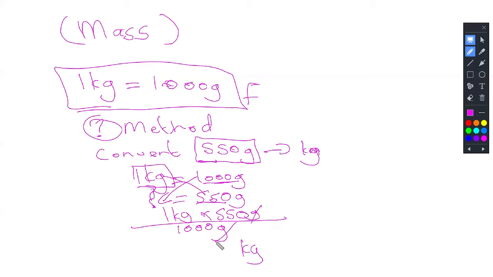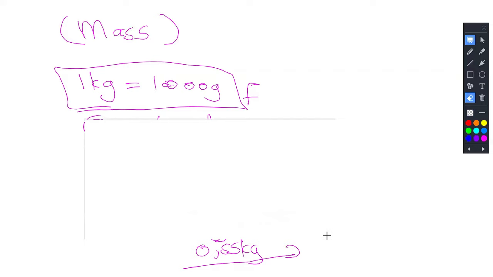And then you just punch everything that you see there on your calculator, and then it will give you the answer of, let's say, 0.55 kg. So we have changed that 550 grams to kilograms. That's what we mean when we say the question mark method. So I'm going to try and make another example, so that we may be familiar with the question mark method.